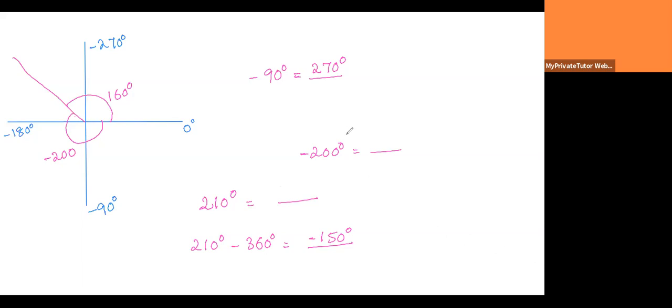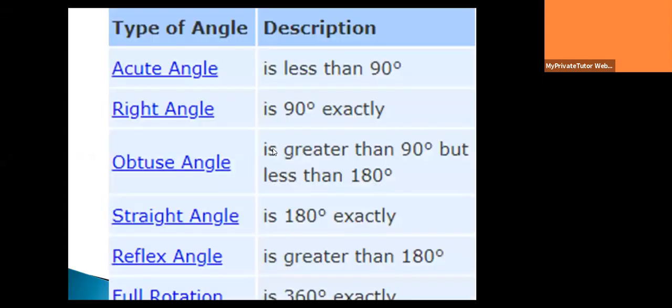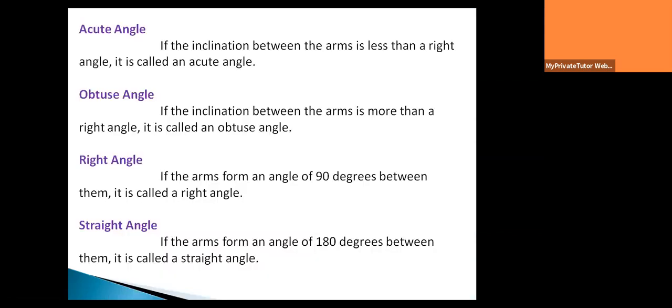Now, does everyone understand the types of angles? These are the 6 types of angles: acute, right angle, obtuse angle, straight, reflex, and full rotation, or a full angle. Now, where do we use these angles? What is the relationship between these angles? That's what we are going to learn now.